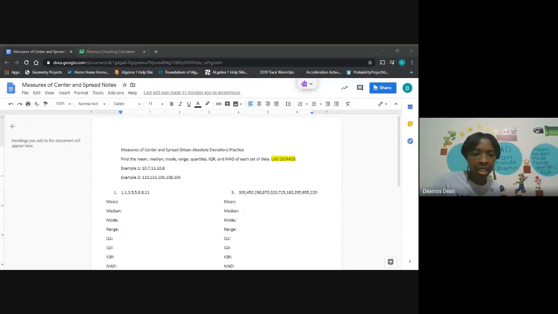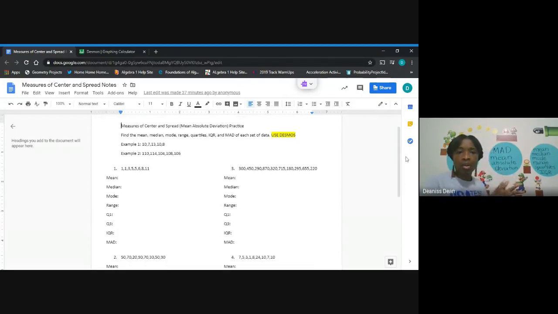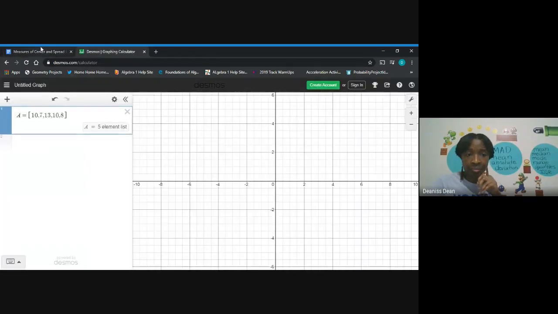Okay, so what we're going to do today, we're just going to work on finding the mean, median, mode, range, quartiles, that's Q1, Q3, IQR, and MAD of each data set. And we're going to do that all in Desmos. You're not doing any of this by hand, okay? So if you already have Desmos open, go ahead and go there.